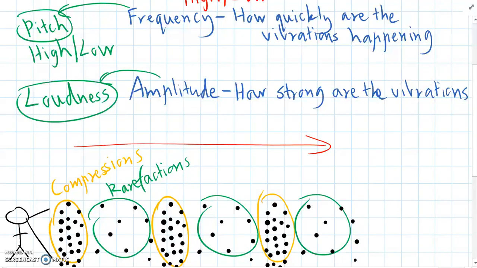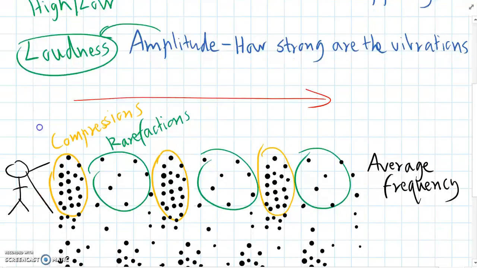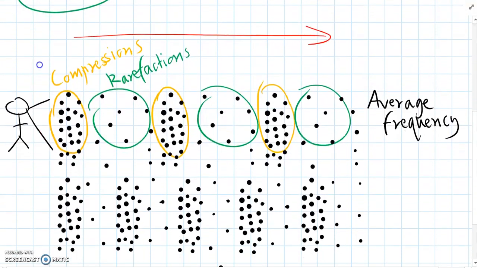So the frequency of the waves in this example are how often the compressions and rarefactions are made. And in this case, I'd say this is about an average frequency. Let's compare this to another example though, to see how pitch can change.